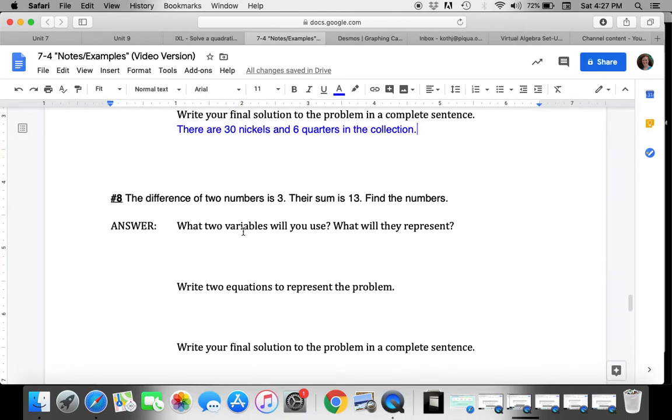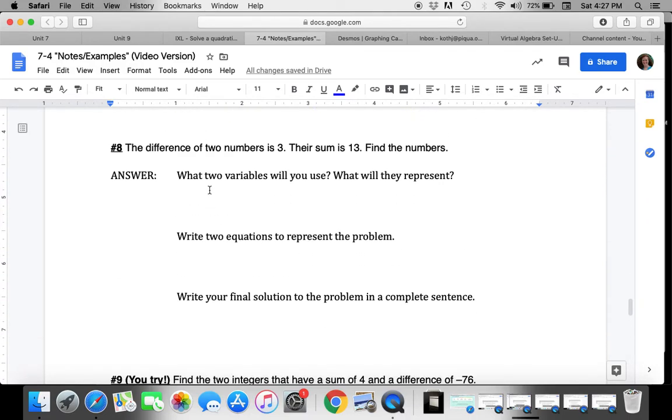Next problem. This is a different type of example, so I need you to just come back to me and help you figure it out. It tells you that the difference of two numbers is 3 and their sum is 13. We're supposed to find the numbers. Find the numbers tells us our variables. Tells us what we don't know. There are two numbers. Their difference is 3 and their sum is 13.